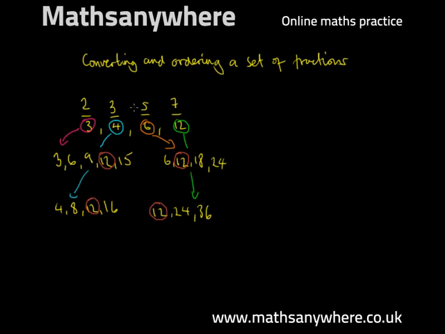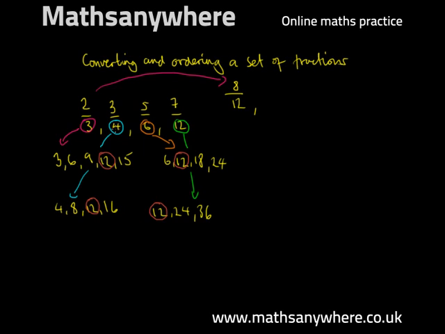2/3 becomes, well, we know it's going to be 12 on the bottom, and we know we need to, because we've times the bottom, 3 times 4 is 12, we need to times the top by 4 as well. 2 times 4 is 8. So the equivalent fraction that we're going to use for 2/3 is 8/12.